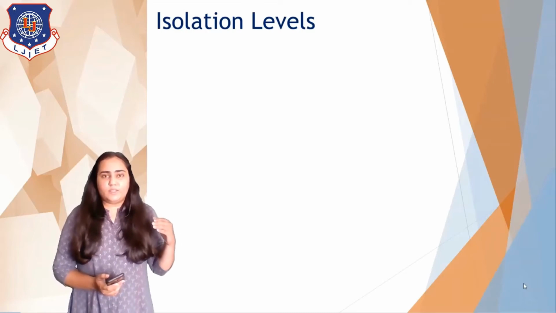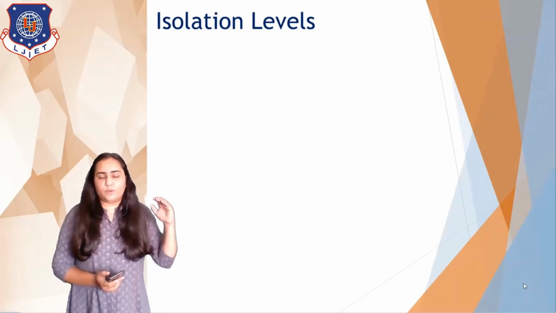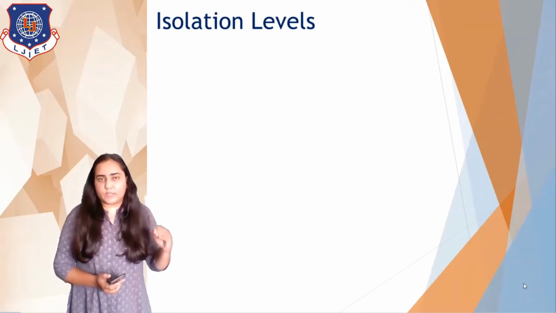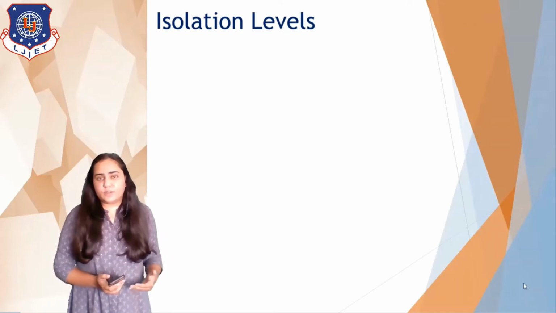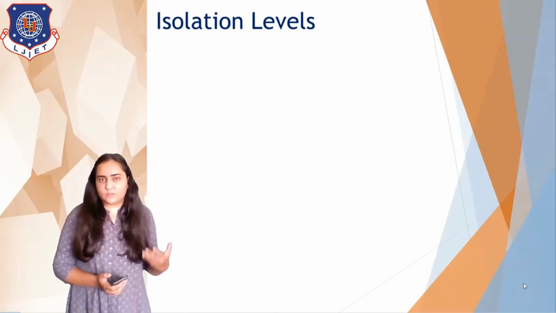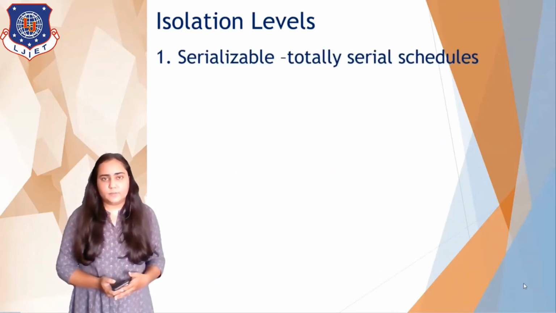When we say level 1, then level 1 would be the highest amount of isolation and least amount of concurrency. And there are 4 levels, so the 4th level would have least amount of isolation and maximum amount of concurrency. And isolation is also one of the ACID properties that we studied in the first video on transaction management.